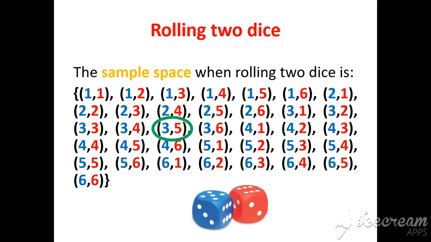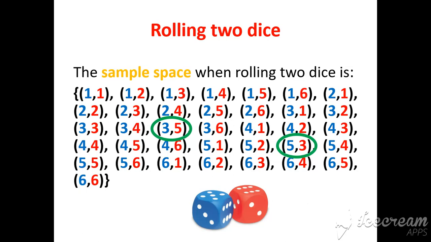So when I look at this outcome here, that means I've got a 3 on the blue die and a 5 on the red die. This here means both dice came up with 4. This here means I got a 5 on the blue die and a 3 on the red die. Now there'll be some students just a little unsure and think, hang on, that's the same as this outcome here. A 3 on the blue die and a 5 on the red die.